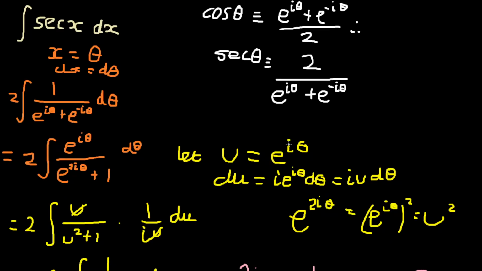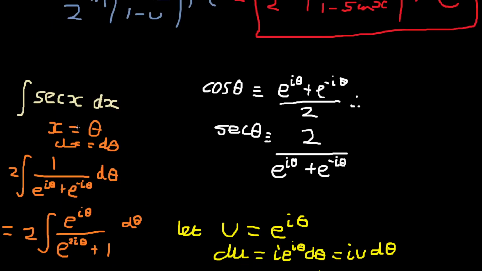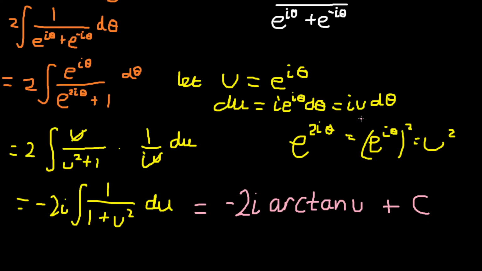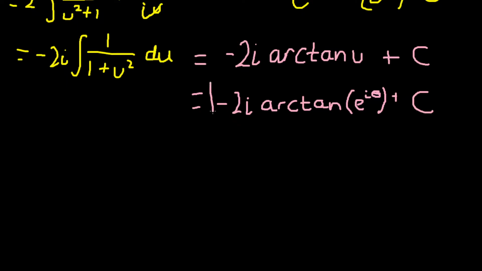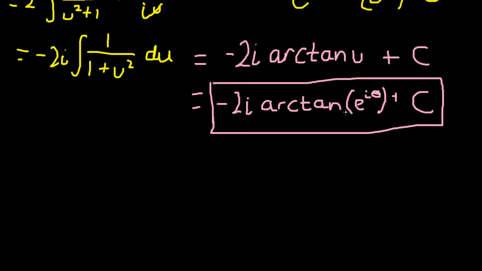What was u? U was just e to the I theta, e to the I x, thanks to this substitution. So we get finally our final answer, negative 2I times the arctangent of e to the I theta plus the arbitrary constant c. And I think this is quite a beautiful answer. I have verified this. I plugged in bounds to this.